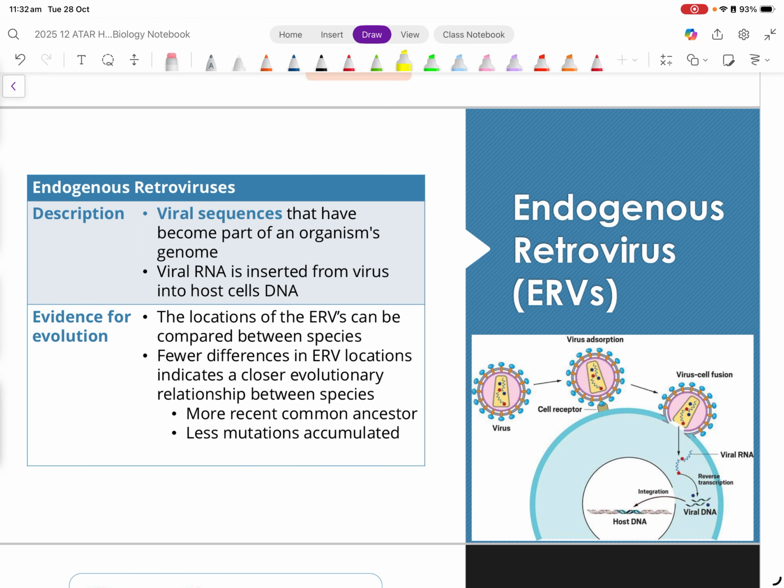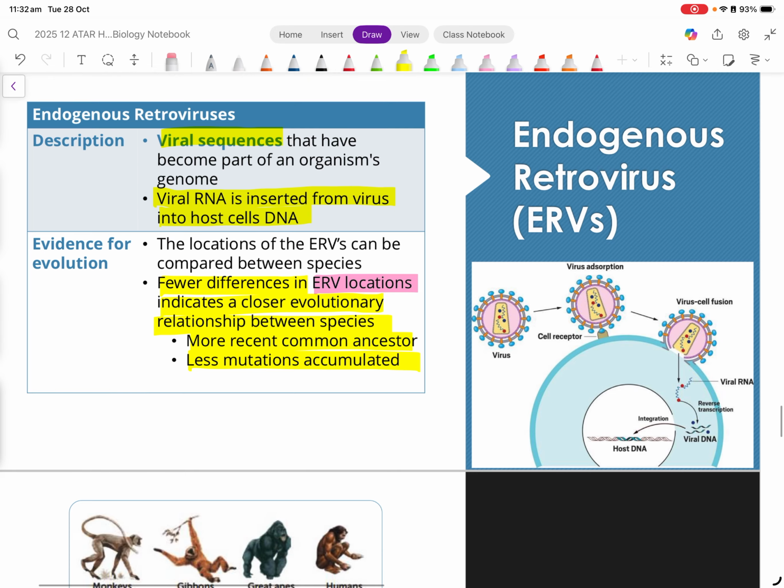So what are they? Again, as a virus, they're a viral sequence, and they've become part of an organism's genome. How does this work? Well, this is just simply with viral replication. The viral RNA itself is inserted from the virus into the host cell's DNA and is incorporated into it. Now, in terms of our evidence for evolution, this is where our script comes back into play. So fewer differences in this case, endogenous retrovirus locations, indicates a closer evolutionary relationship between species, meaning a more recent common ancestor, and less mutations accumulated.